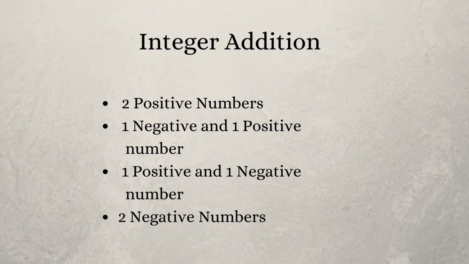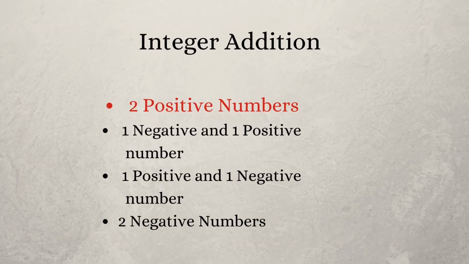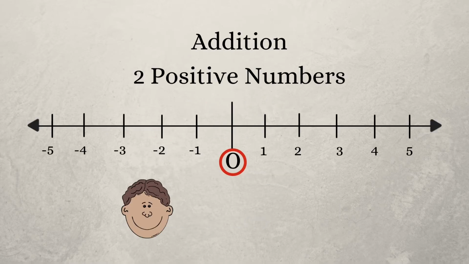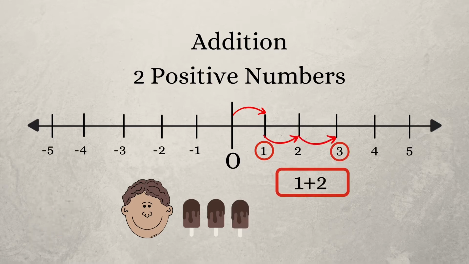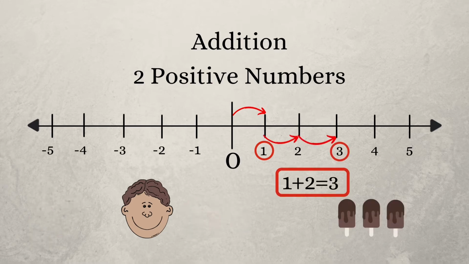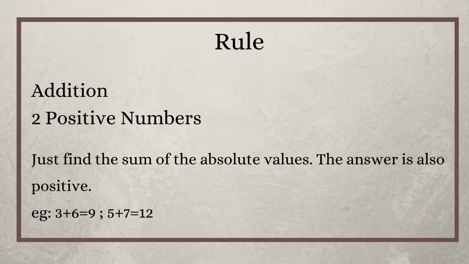Let's now get started with integer addition. First, we shall consider addition of two positive numbers. Imagine friend A gives you an ice cream. You have 1 ice cream now. He comes back in a minute bringing 2 more ice creams. So now there are in total 1 plus 2, which is 3 ice creams. In short, for finding the sum of two positive integers, just simply add their absolute values.